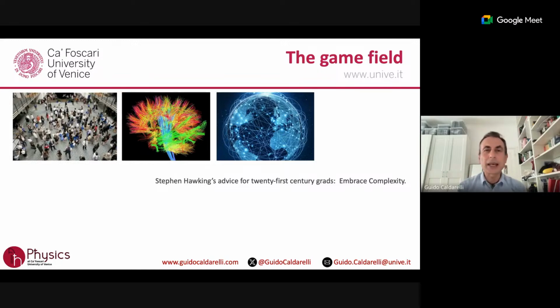This comes from the seminal paper in 1972 by Phil Anderson. "More is different." And the idea is that, okay, if you have a brain, a neuron is a cell, a very complicated and complex thing, but probably doesn't think. But if you put all the neurons together, then you have a brain. So you have the emergence of new phenomena.